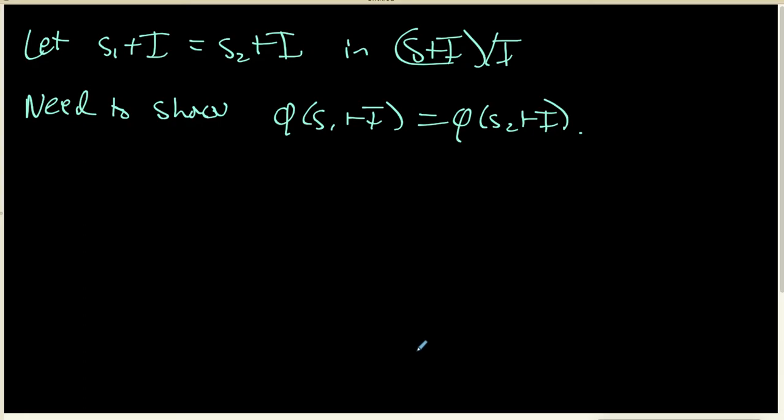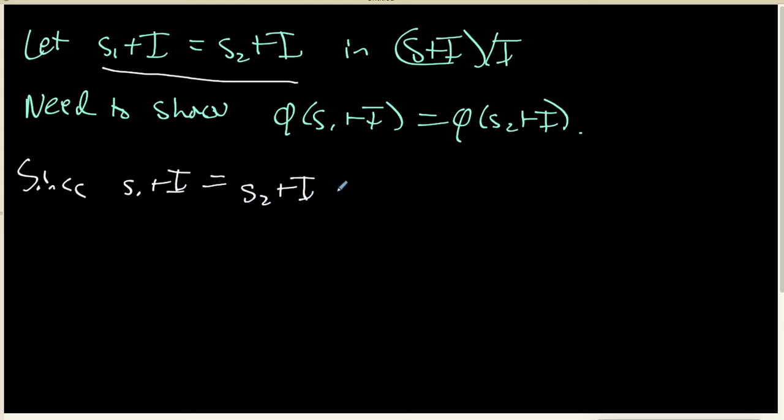And before actually doing that, there are several things that I want to make a list of what I know. So in this particular thing, since S1 plus I is equal to S2 plus I, we're going to know that S1 minus S2 definitely belongs to I, and that's because of coset equality.